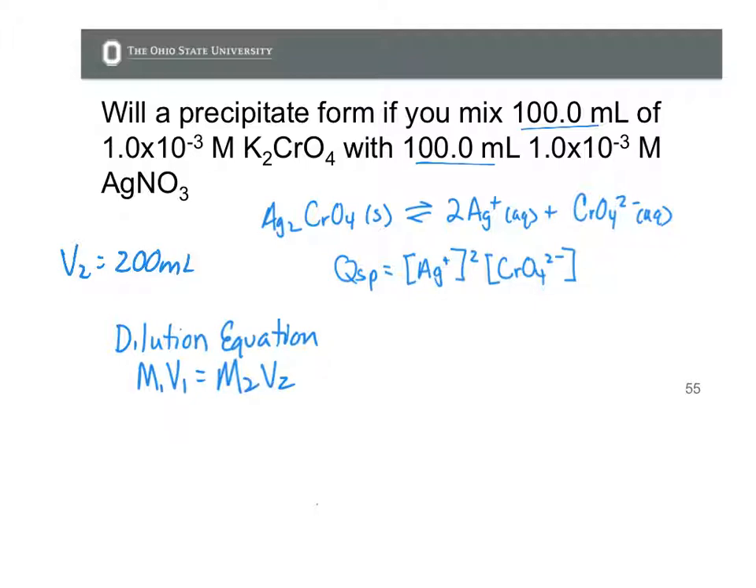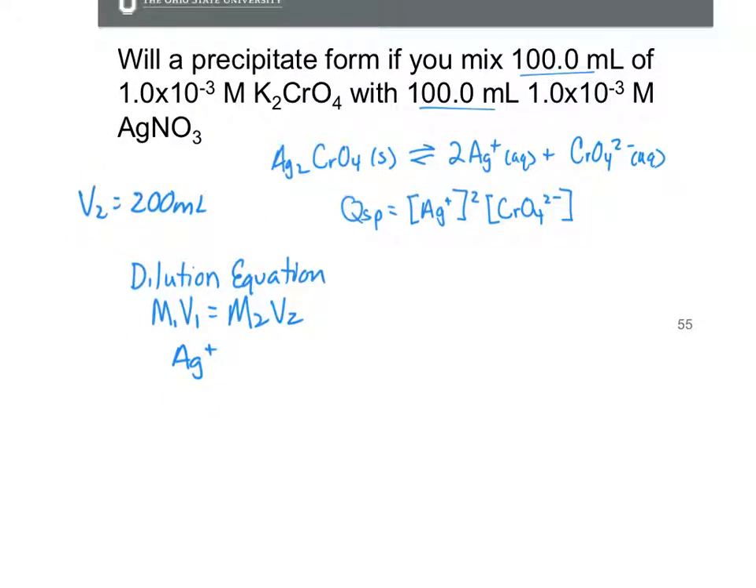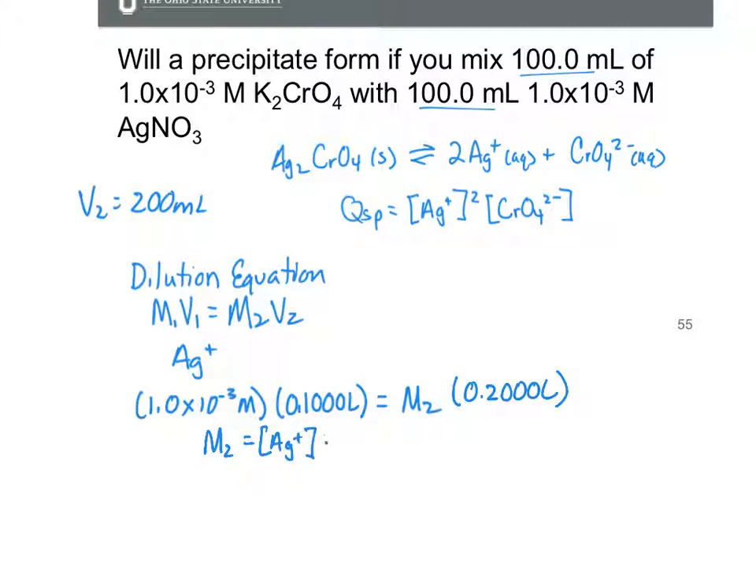Okay. For the silver, we know that when we put silver nitrate in solution, we form one silver ion for every silver nitrate. So we have 1 times 10 to the minus 3 molar silver ion initially. So that's our M1. And the volume of that was 100 milliliters, or 0.1 liters. And so we're looking for M2, and our final volume was 0.2 liters. Okay, solving for M2, that's our silver concentration. That's going to be equal to 5 times 10 to the minus 4 molar. Everyone okay with dilution equation?